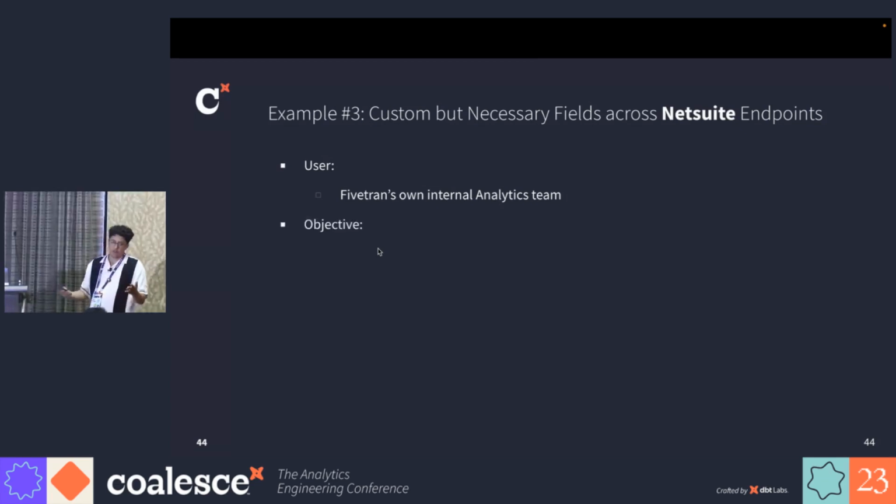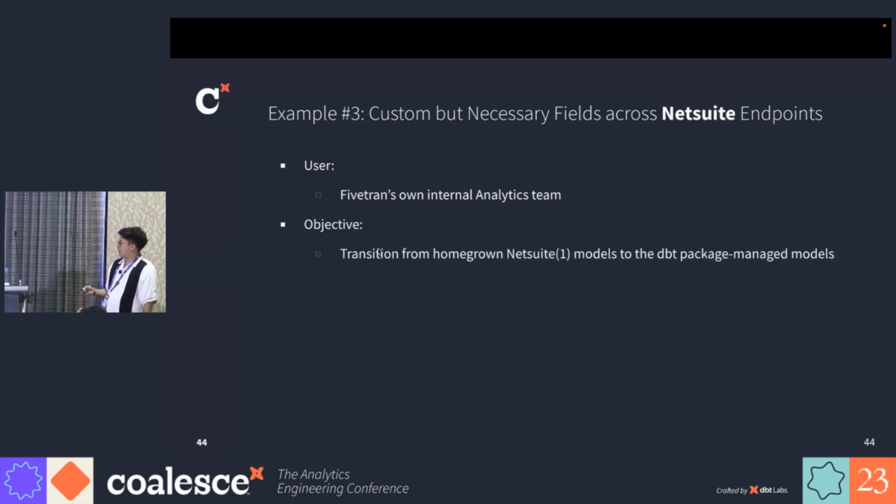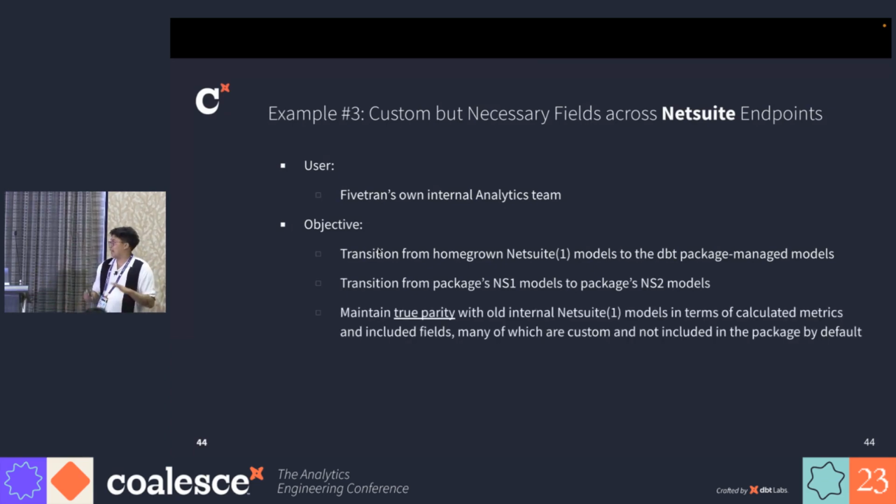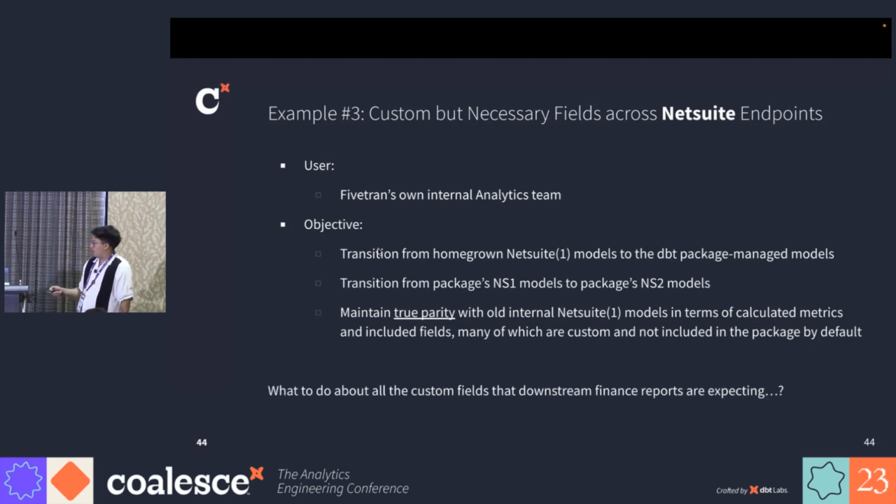The objective overall was to get on NetSuite 2 models, but we split it into a few steps. First, transitioning from their homegrown internal NetSuite 1 models to the packaged NetSuite 1 models, then from the packaged NetSuite 1 models to the NetSuite 2 models, and all the while maintaining 100% parity with the internal models. In terms of calculated metrics, is everything tying out, but also the included fields that downstream finance reports were expecting. A lot of them were custom and not included in the package by default. So what are we going to do about that?